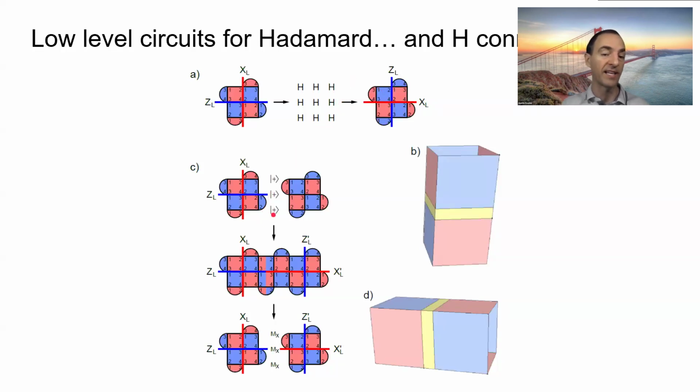You can do a Hadamard in space as well. You use a column of mixed type checks, and those mixed type checks have the effect that when you sweep a logical operator through them, that logical operator changes type. So very similarly to Hadamard gates in time, this mixed type column of checks will do the same job, and it gives us the ability to implement logical Hadamard in space.